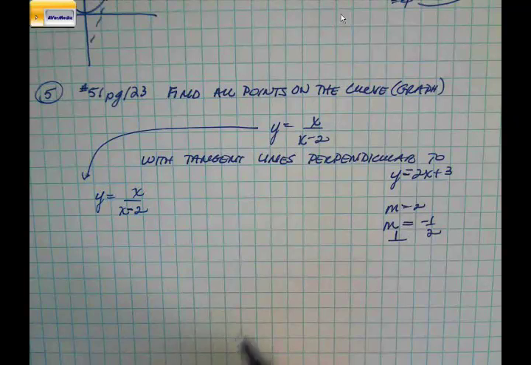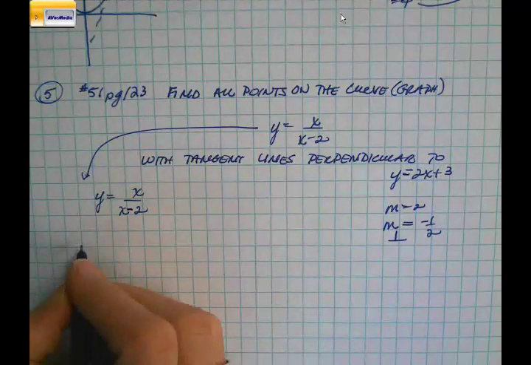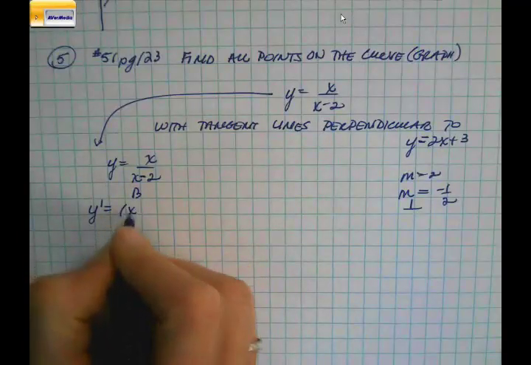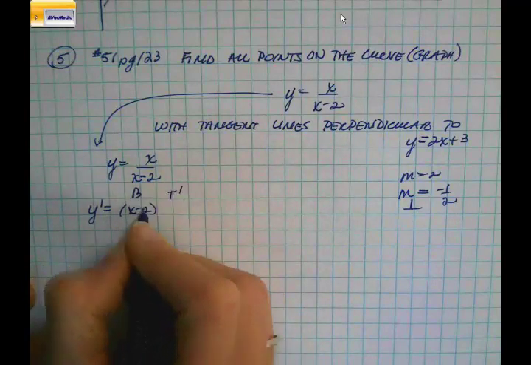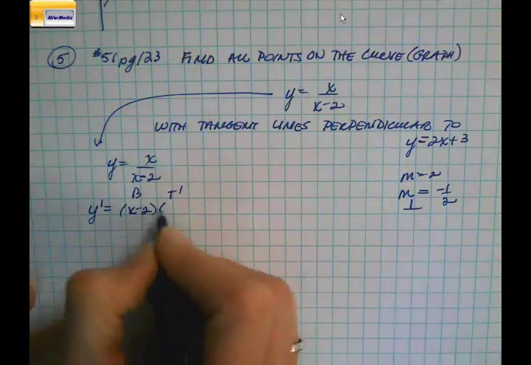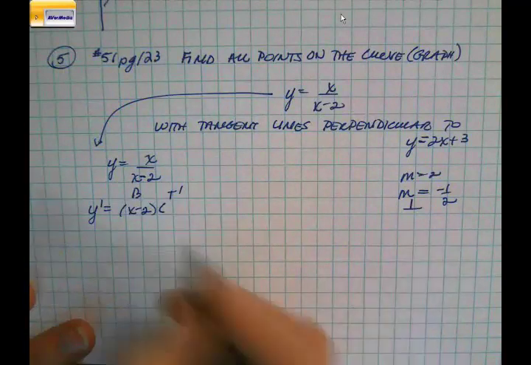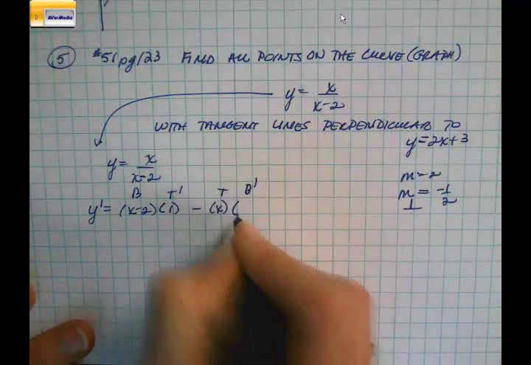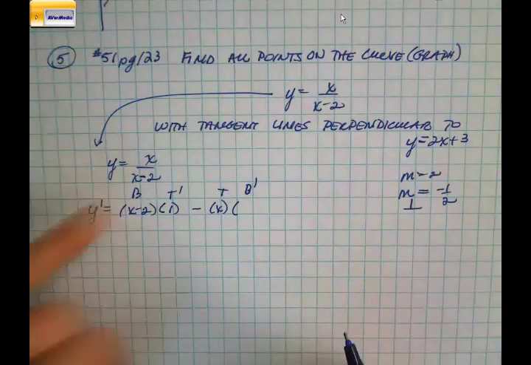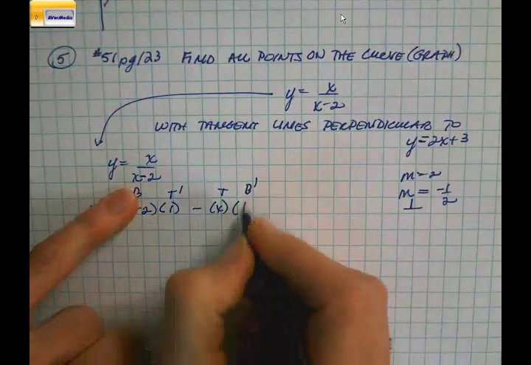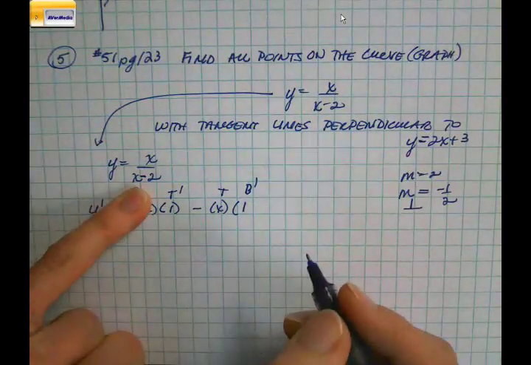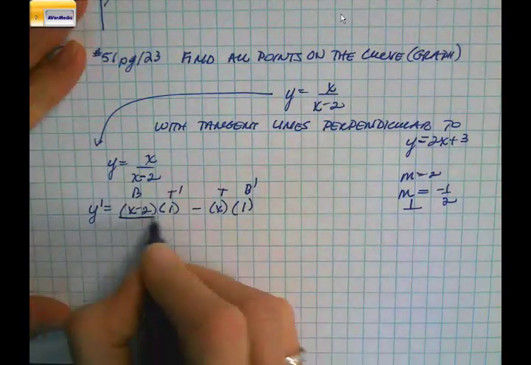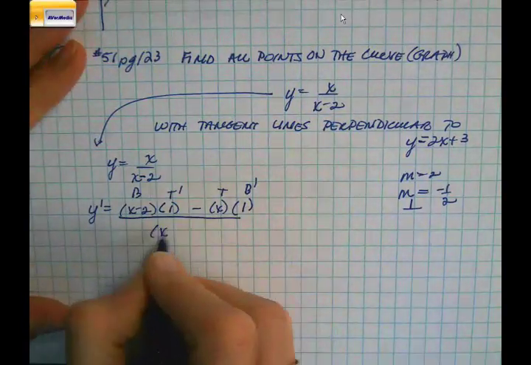You can use the quotient rule. We'll just use the quotient rule. Why not? That's the hard one. I'll do the hard one to give you all a little practice. Okay, bottom, x minus 2, times the derivative of the top. What is the derivative of x? 1. Minus the top, which is x, times the derivative of the bottom, which is 1. The derivative of x minus 2: the derivative of x is 1, and the derivative of 2 would be 0. So 1 plus 0 is just 1, divided by the bottom squared.